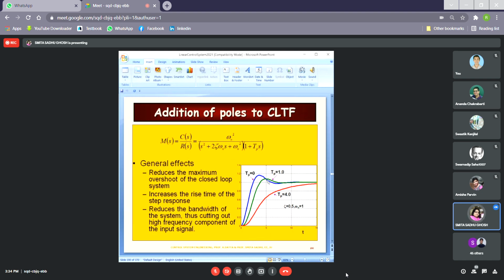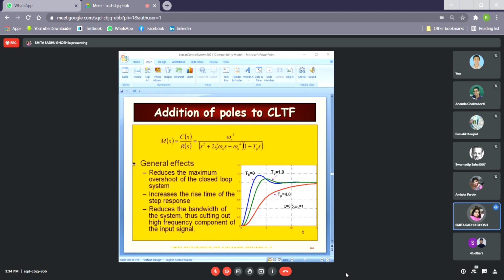You can understand the blue plot is for TP equal to 0. On the other hand, when TP equal to 1, the green response is the plot for the response. And when TP is increased further, this is the plot for the response. And these are actually general trends. So if TP is increased further, you would find that it's going to be more like an overdamped response. It's going to look like an overdamped response, right?